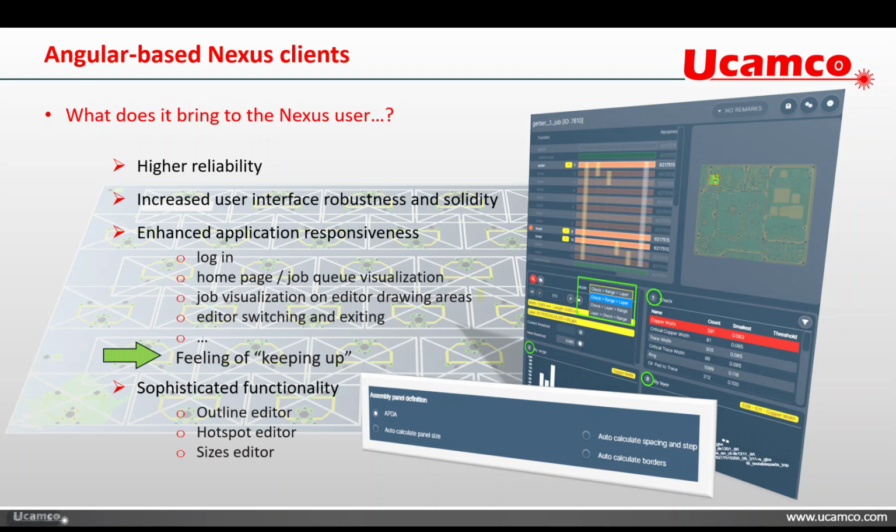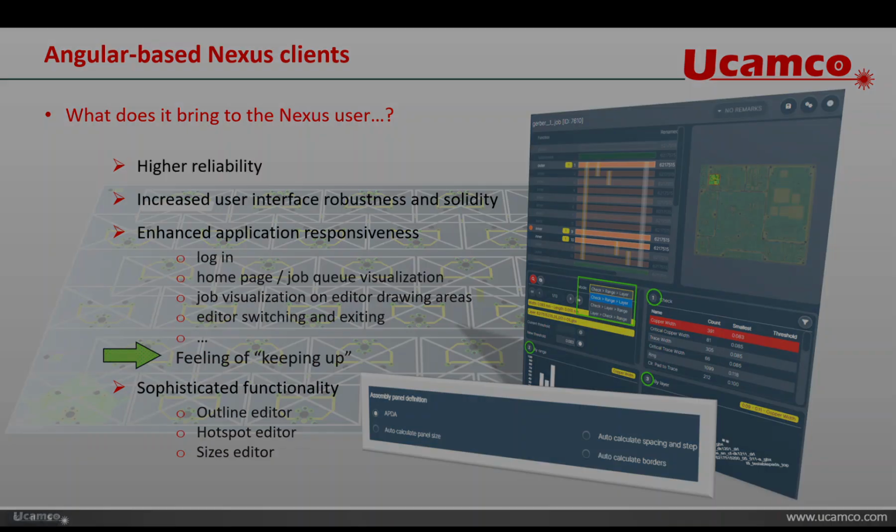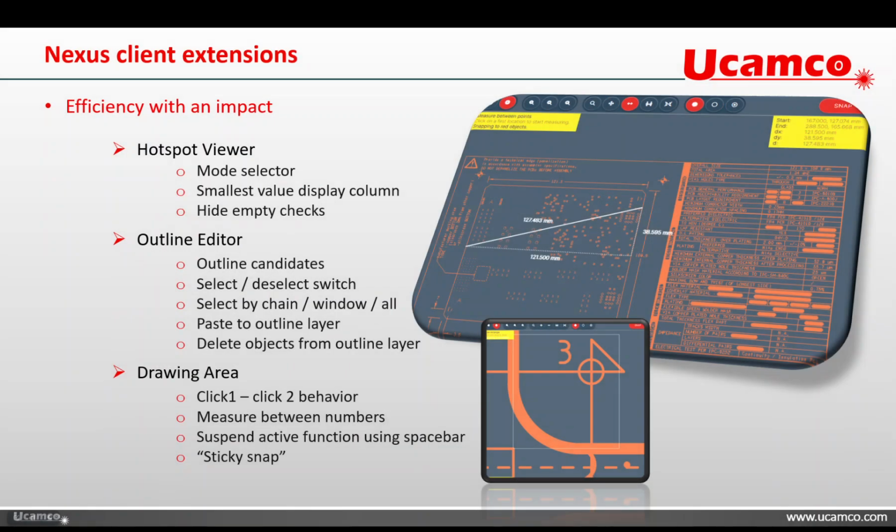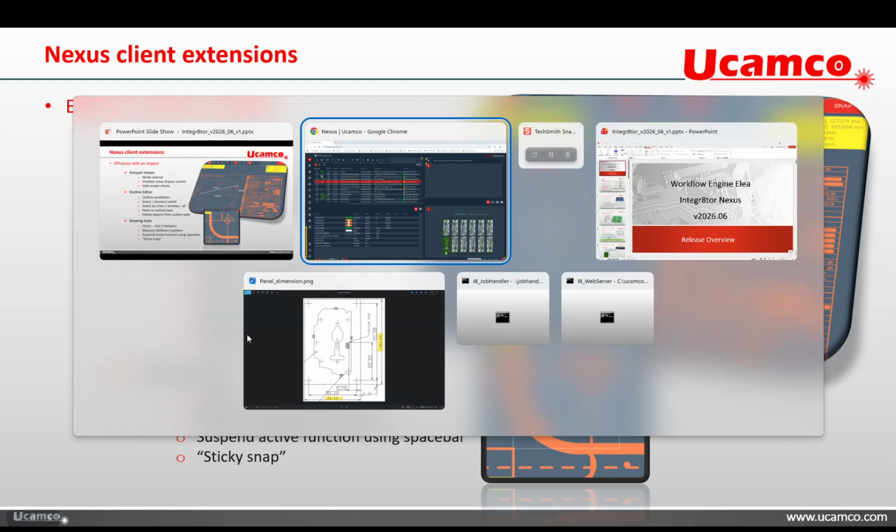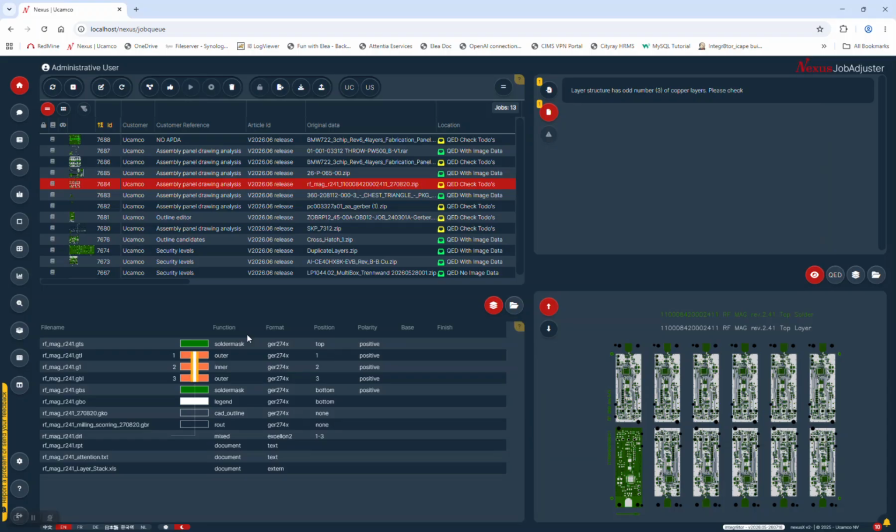But there is also something in the wake of this, and that is because you have a much more robust application now. We are able now and in future to come up with more sophisticated functionality for our editors. And that's something that in this release we've already done for the outline editor, the hotspot editor, and the sizes editor. As you will see in a minute when we come to the next chapter, which is exactly about these Nexus client extensions. But before we go there, here is one that we will use for the outline editor.